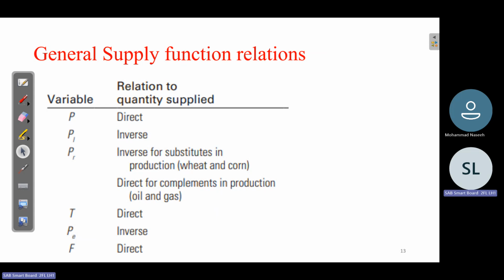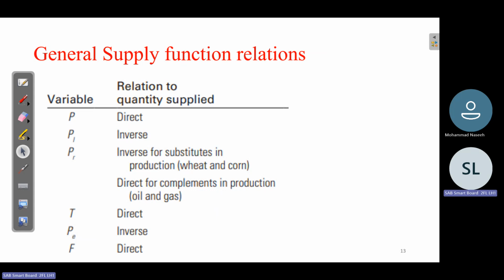Produce the answer. When producing one product, another product will be produced automatically from the same production process.